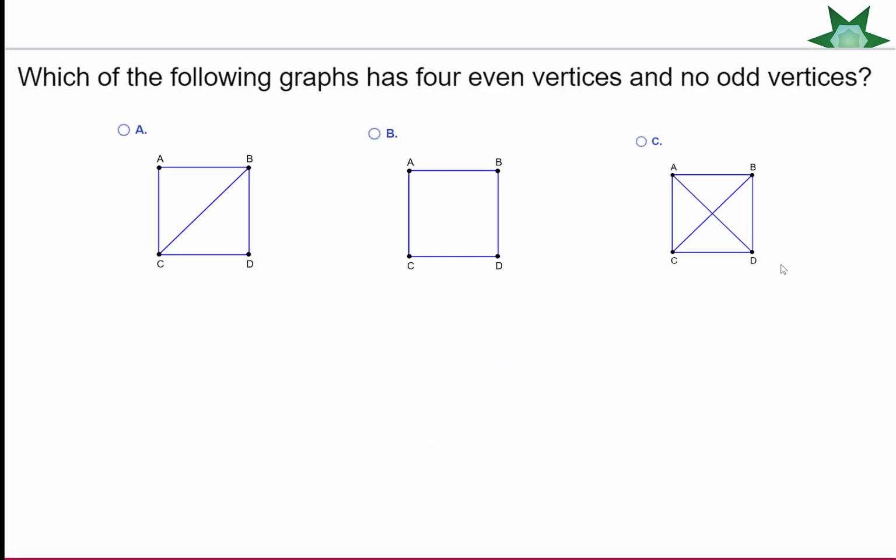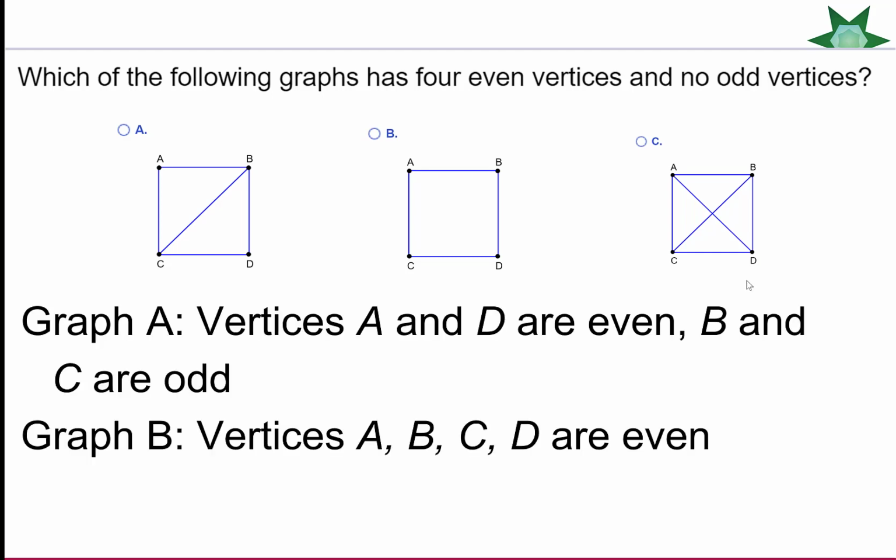Which of the following graphs has 4 even vertices and no odd vertices? If we go through them one by one and look at choice A, we see that A and D are even and B and C are odd. So that's not the correct answer. We look at B, it looks like all 4 of those are even. And we look at C, we see that all of those vertices are odd. So the correct answer here is B.